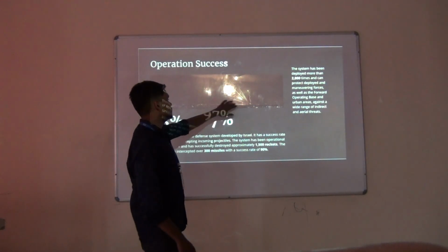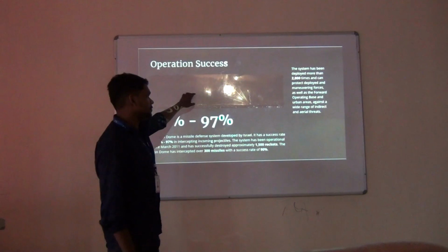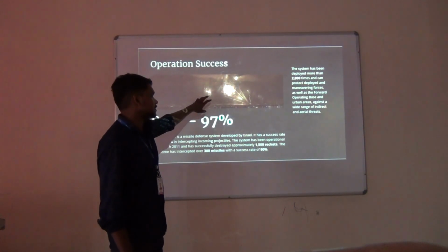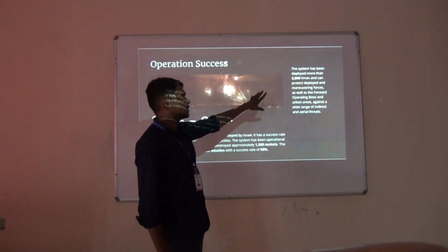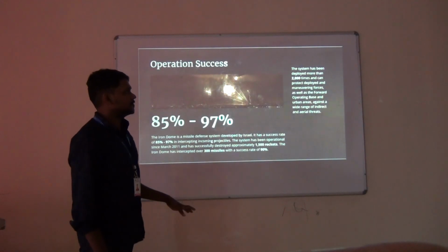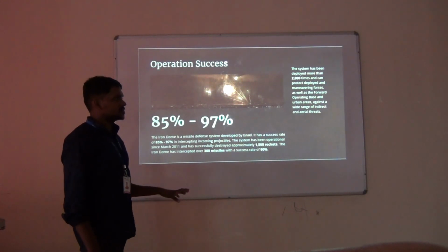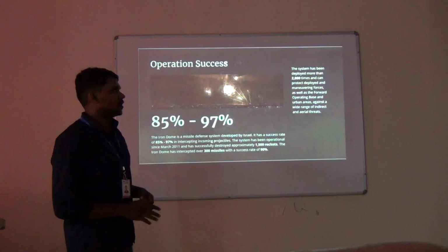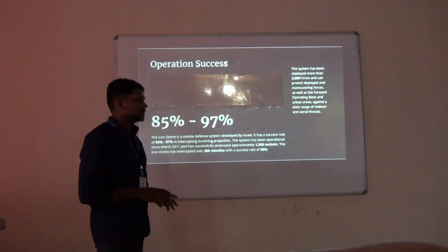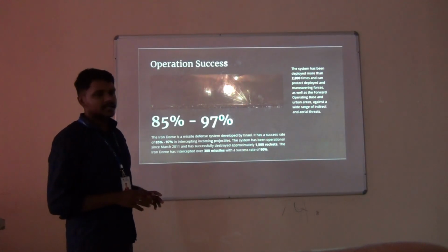As you can see here, the enemy missile will be destroyed at their base itself, in the air itself. The system has been deployed more than 2000 times and can protect deployed and maneuvering forces as well as forward operating bases and urban areas against a wide range of indirect and direct aerial threats.